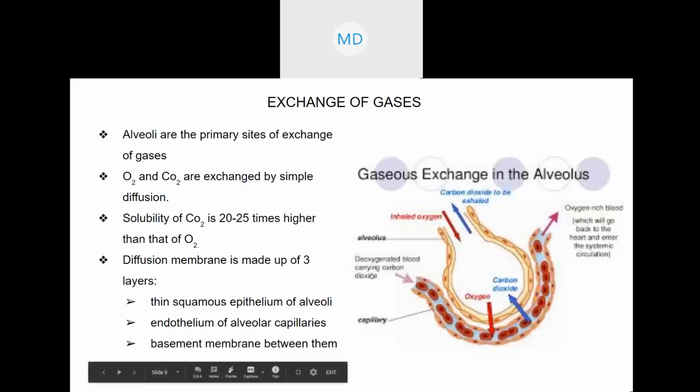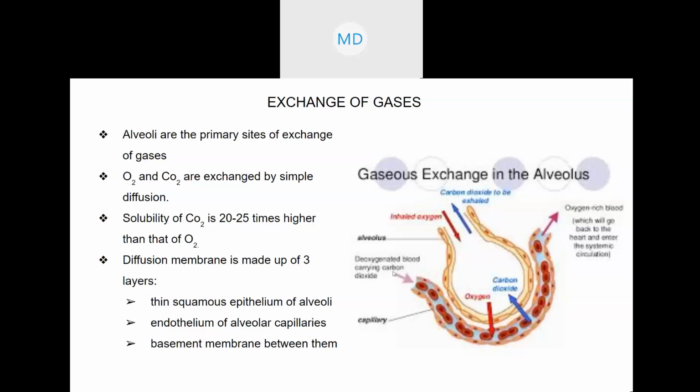So what happens inside our body? This is the inhaled air. Inhaling and exhaling come from this side only. When you inhale, the oxygen and carbon dioxide mixture will enter the alveolus, so there will be a mixture here. Then there will be deoxygenated blood. Deoxygenated blood means blood carrying carbon dioxide, impure blood.